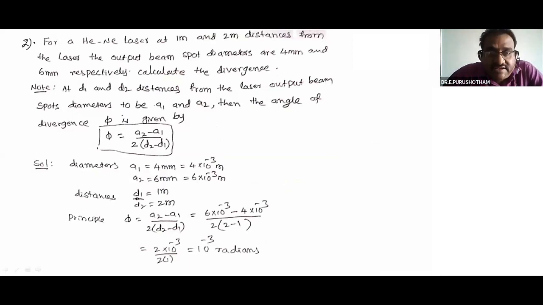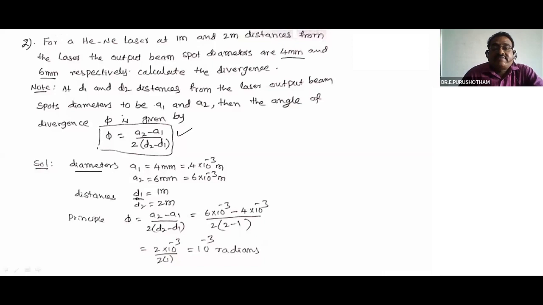For a helium neon laser at 1 meter and 2 meters distances from the laser, the output beam spot diameters are 4 millimeters and 6 millimeters respectively. Calculate the divergence. Yesterday, I gave this divergence formula in characteristics of laser. Phi is equal to A2 minus A1 by 2 into D2 minus D1. So given values, diameters A1, 4 mm. You see here, this is 4 mm and 6 mm.